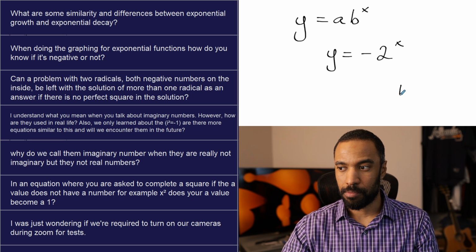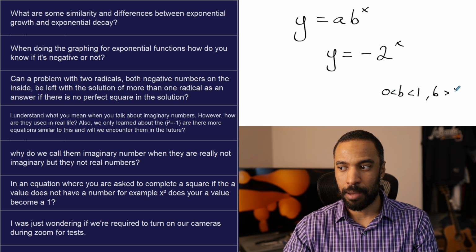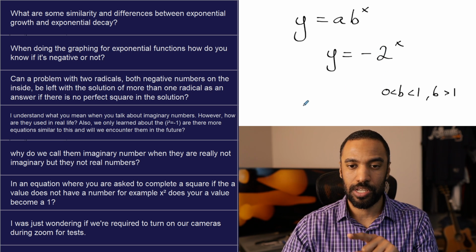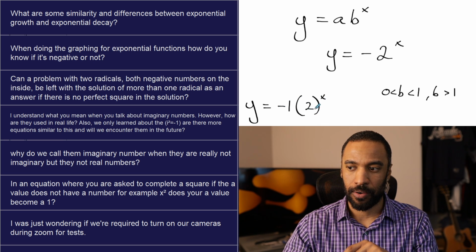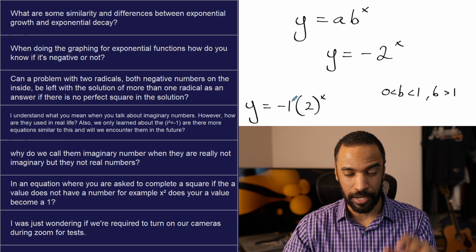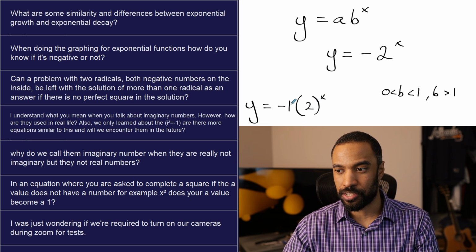Hopefully we've understood, guys, that b either can be between 0 and 1 or greater than 1. B cannot be a negative number. What we're looking at right now is not a negative b. This is equivalent to saying, guys, y equals negative 1 times 2 to the x power. See, b is 2, and a is negative 1 here. And I hope that you recognize that b is 2 and a is negative 1.